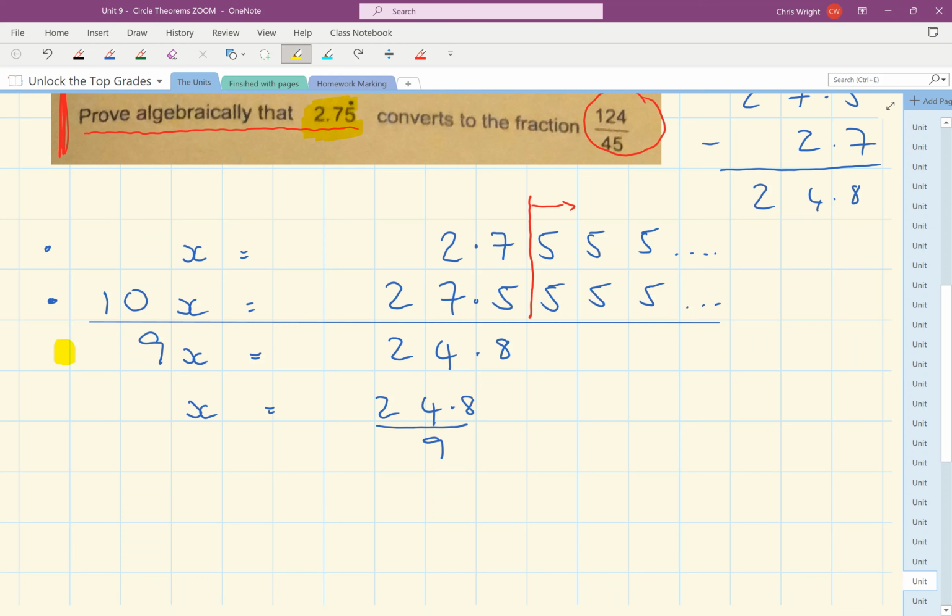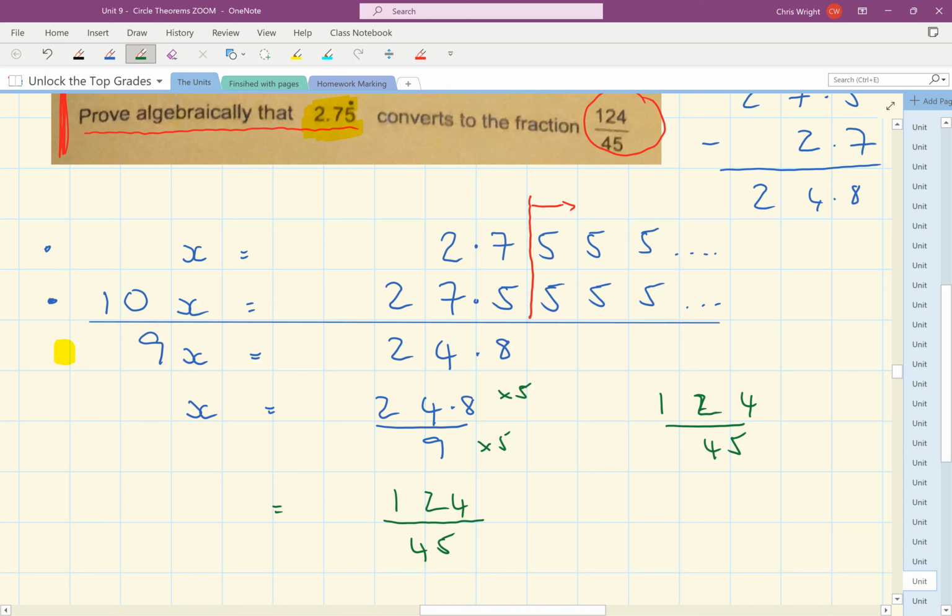Not quite what they're after yet, though, because they wanted 124 over 45. So I'm going to multiply top and bottom of my fraction by 5 to change that 9 into a 45. And on my calculator, if I do 24.8 times 5, I get 124.